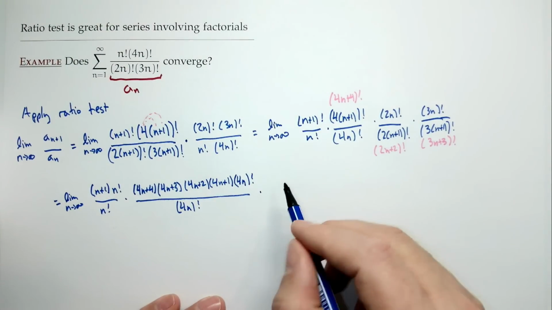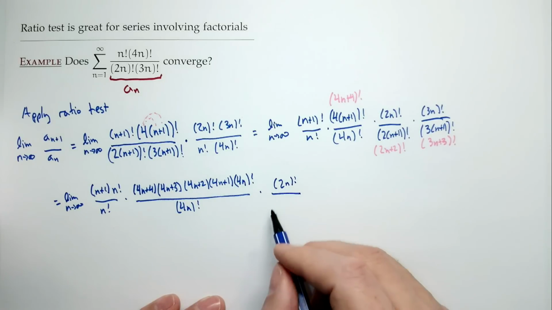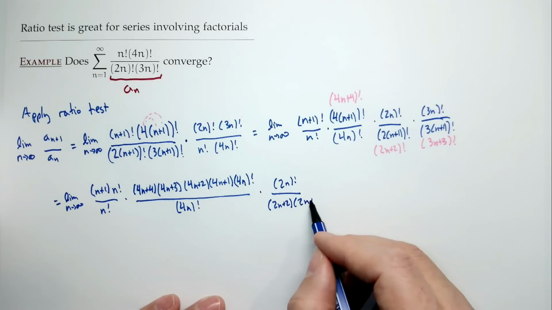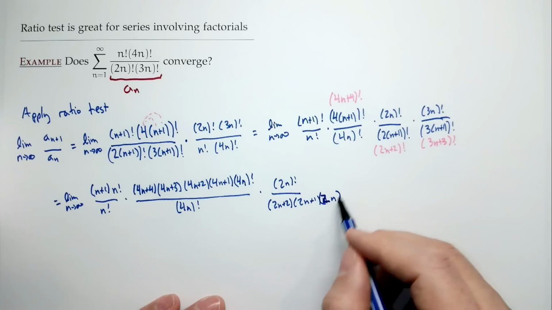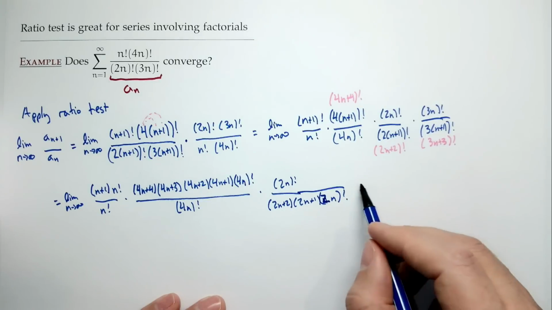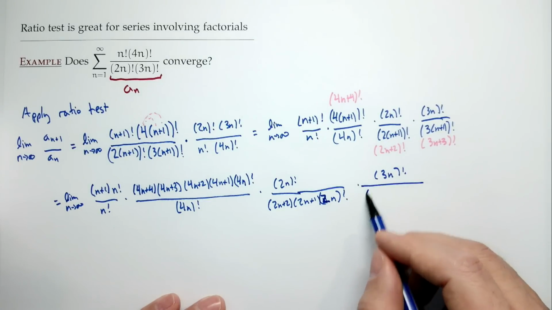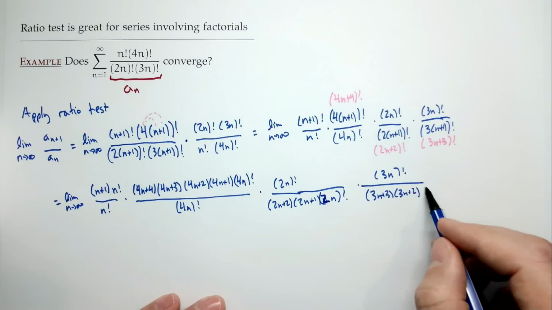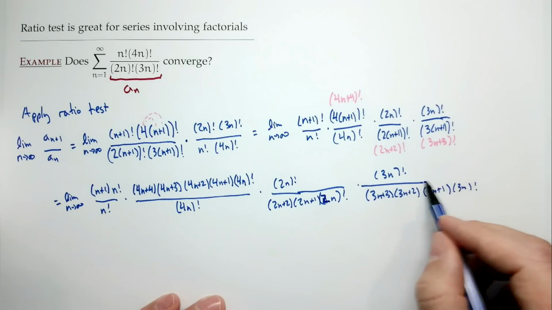So the next term, that'll be 2n factorial, and it's the downstairs I'm going to pull off now. So 2n plus 2, 2n plus 1, and then the rest of it is 2n factorial after that point. And then the last term, 3n factorial, and then we're going to pull off terms downstairs. 3n plus 3, 3n plus 2, 3n plus 1, and 3n factorial.